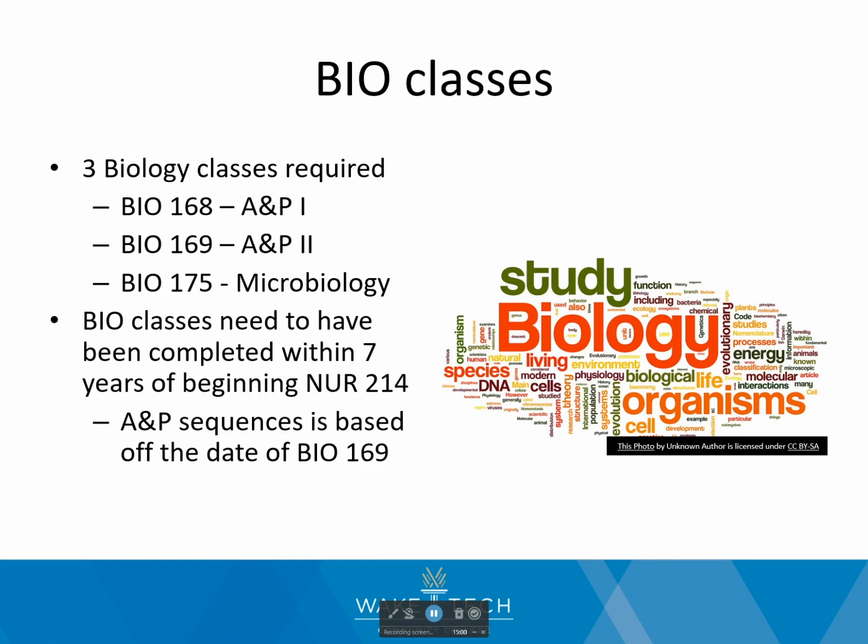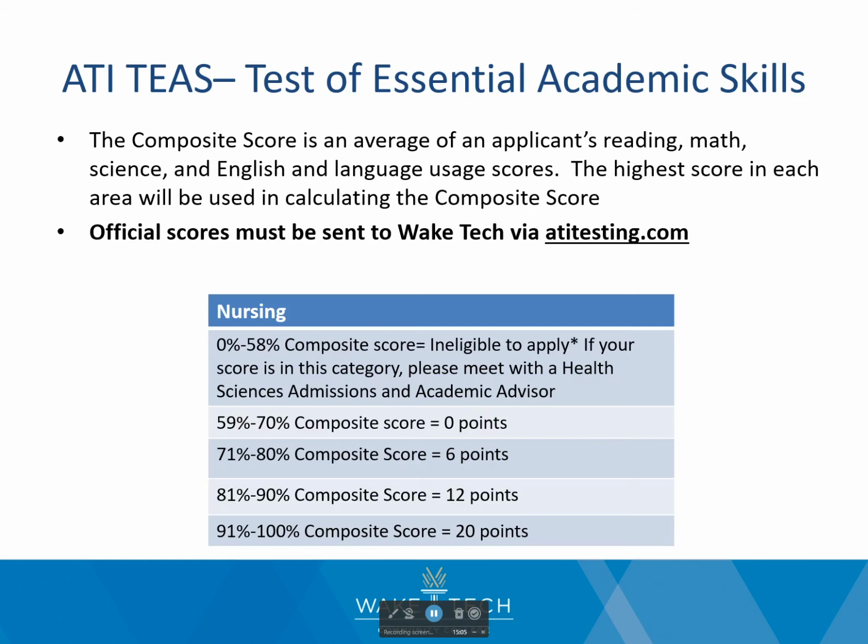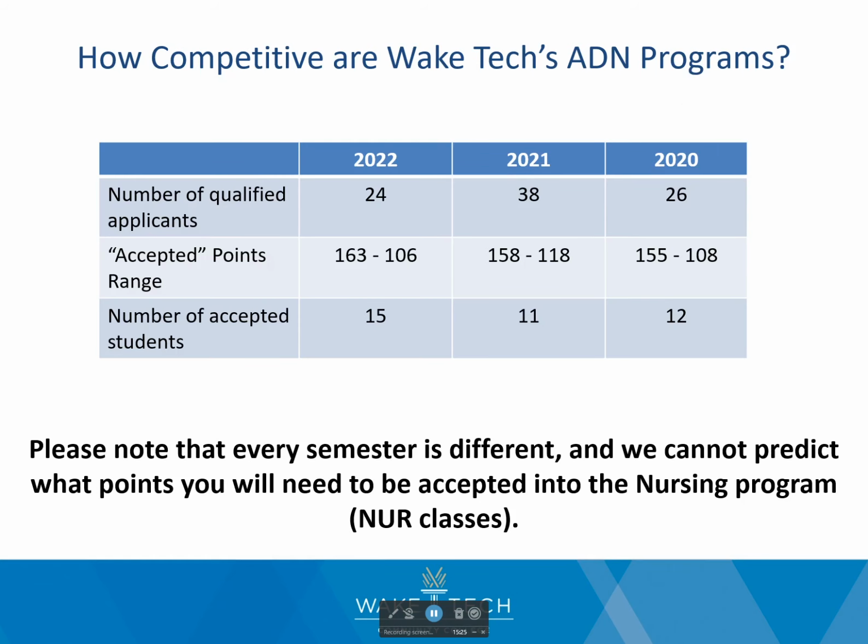So you get points for the classes. Those 9 general education courses that are part of the program, you're going to receive points. You also receive points for the TEAS test. So you can see on the points, if you have a 71% or higher, it is 6 points, and 81% or higher, it's 12, and a 91% or higher is worth 20 points. So we're going to add all of those points up, and then the top, it depends on how many students. You can see the nursing program kind of has a variety. We accept anywhere between 11 and 15 students one time a year.